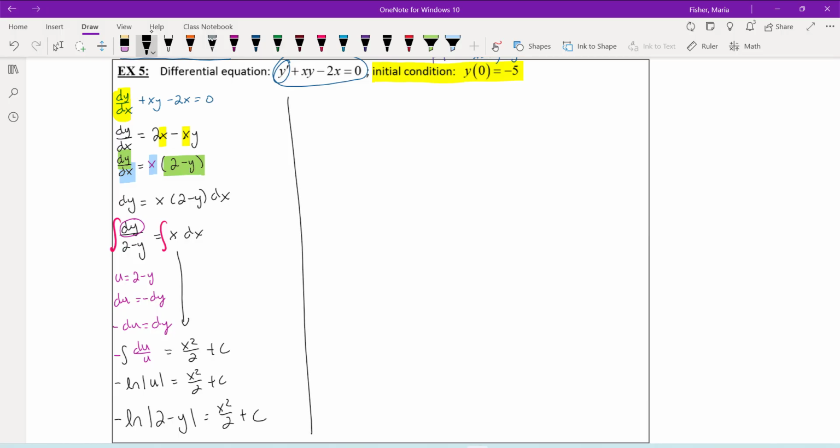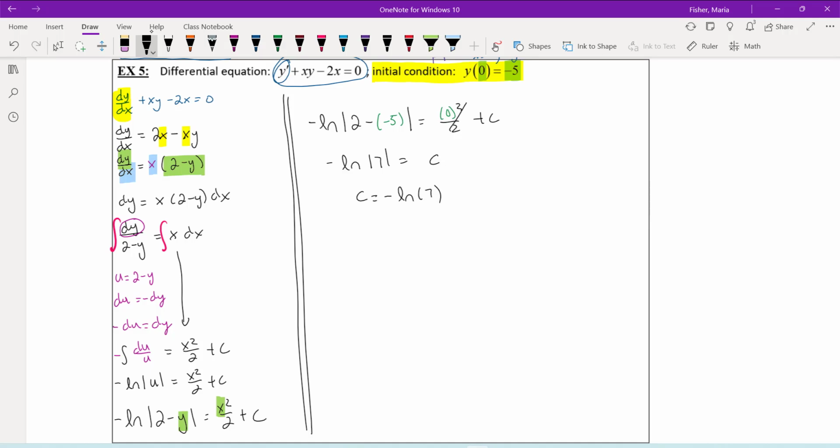Now let's use the initial condition to find the particular solution. What we're told is that when x is equal to 0, y is equal to negative 5. So we can write negative natural log of the absolute value of 2 minus negative 5 is equal to 0 squared divided by 2 plus c. This is negative natural log of 7 is equal to, that's just 0, c. So that means that c is equal to negative natural log of 7.